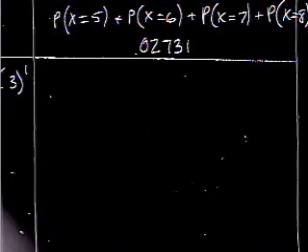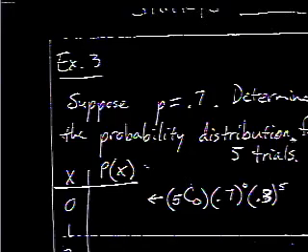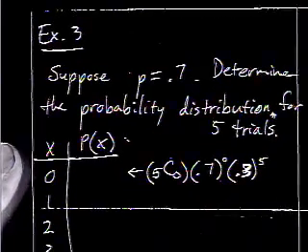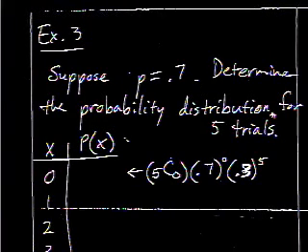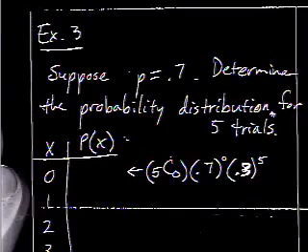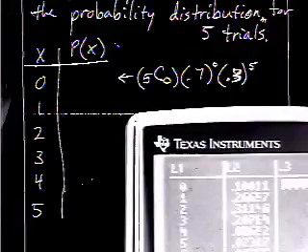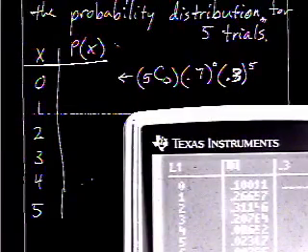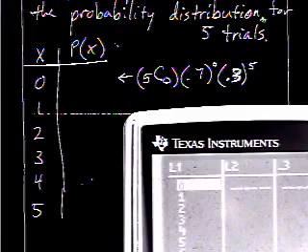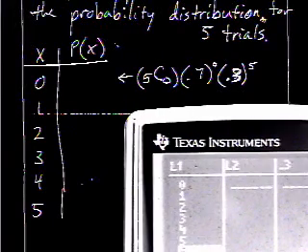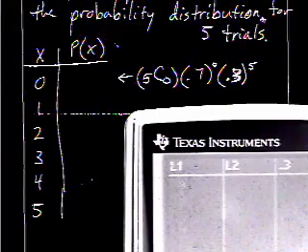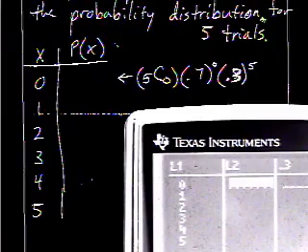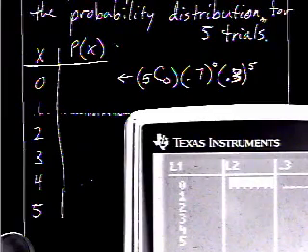Now, next thing. Example 3. Suppose P is 0.7. Determine the probability distribution for 5 trials. Well, that's exactly what we just did. Okay? So I pretty much just taught you how to do that, but we're going to only use 5 trials. So I can actually delete 6, 7, and 8 from my original list and just use 0 through 5.